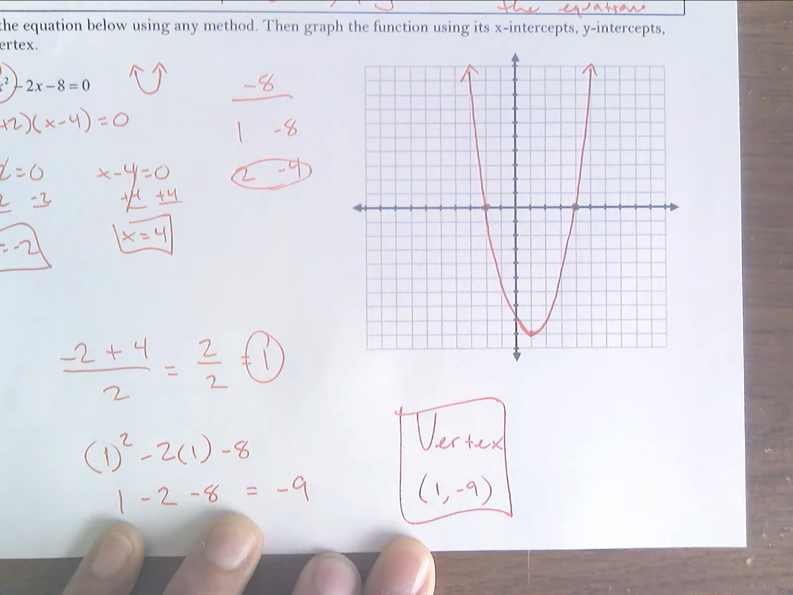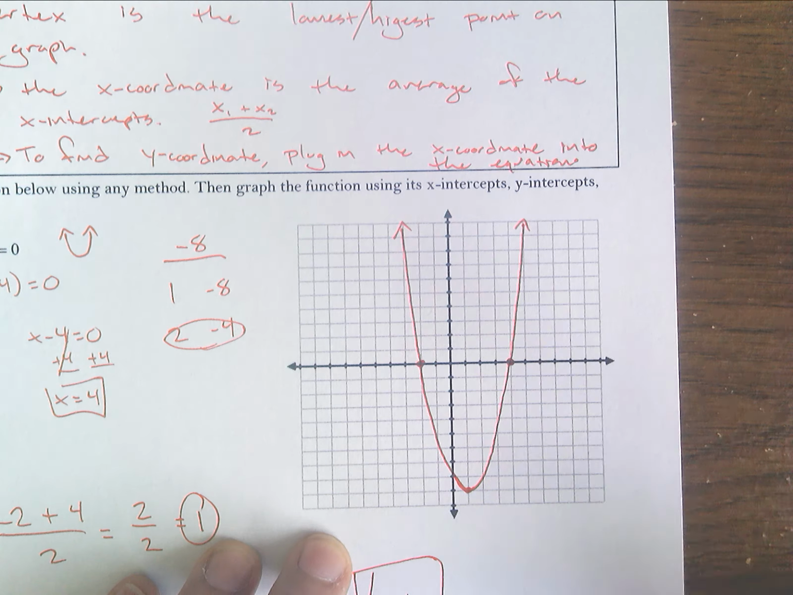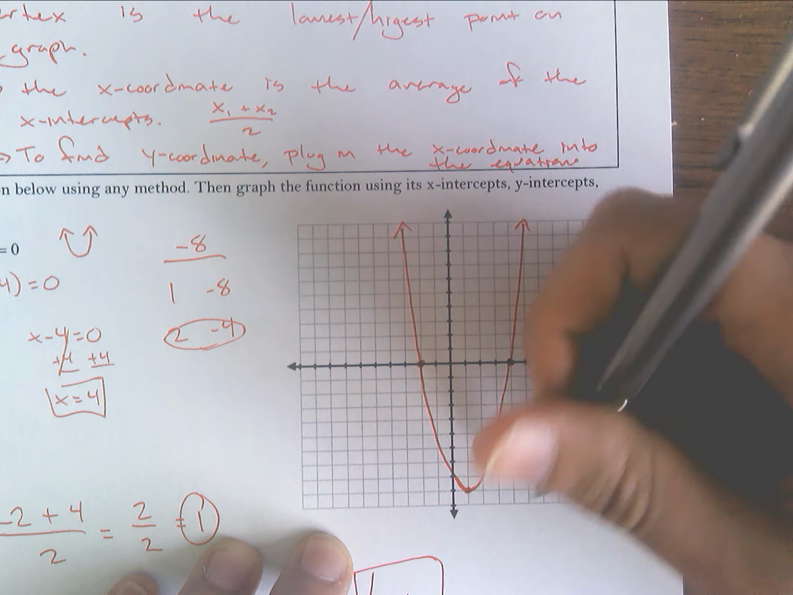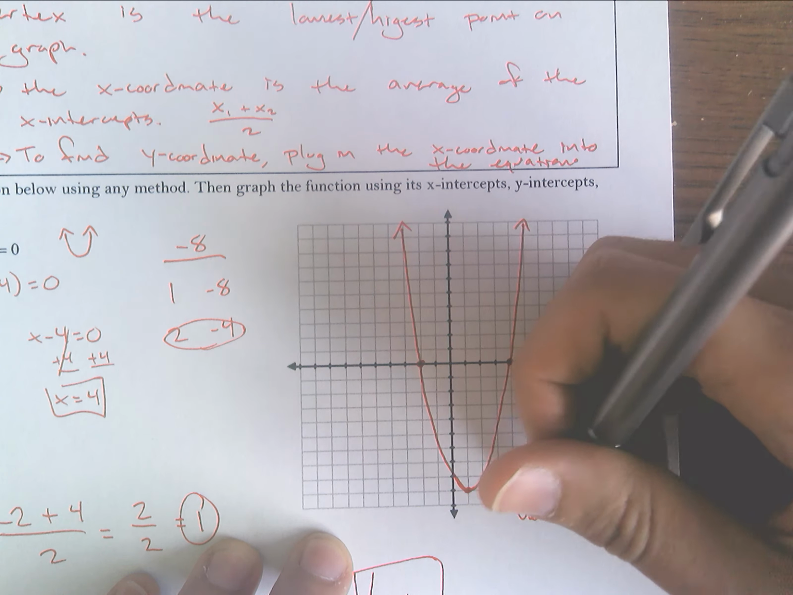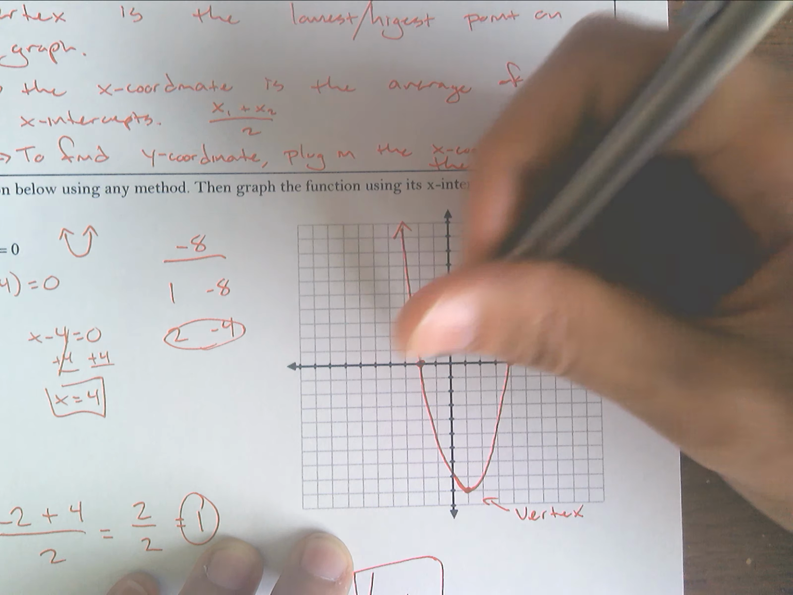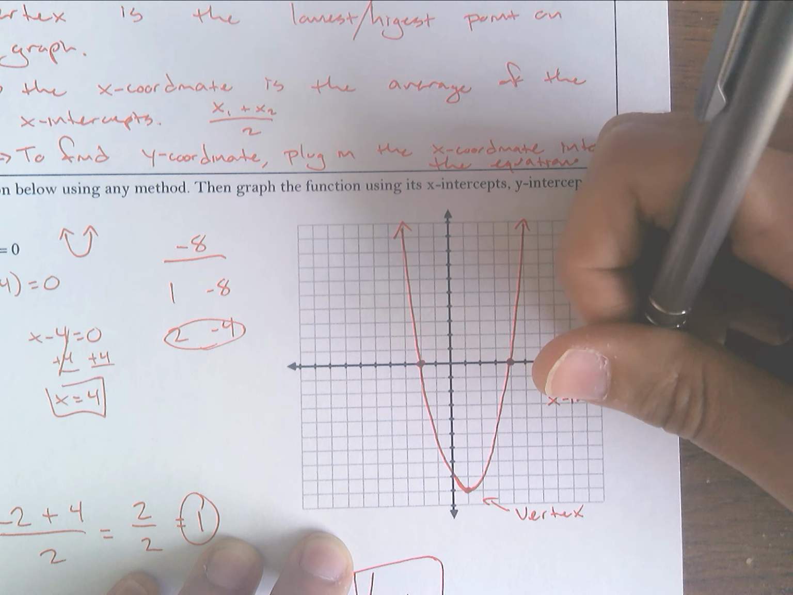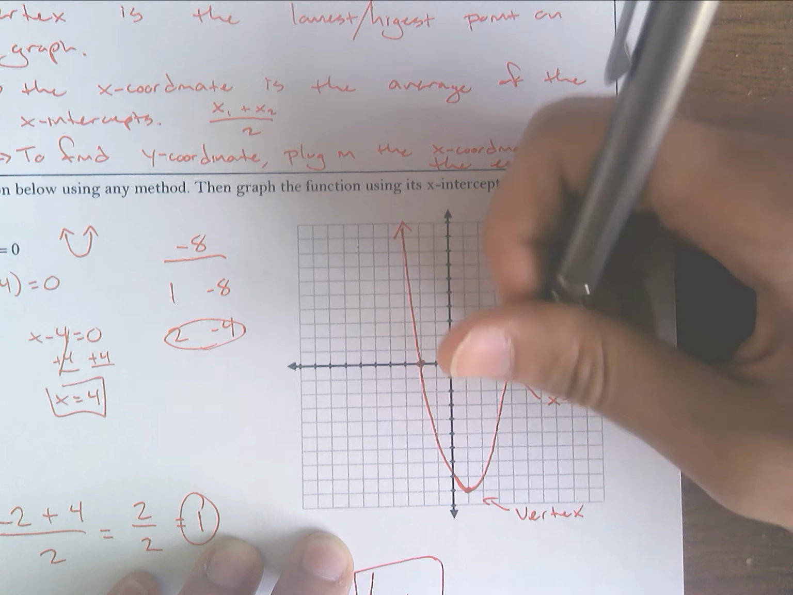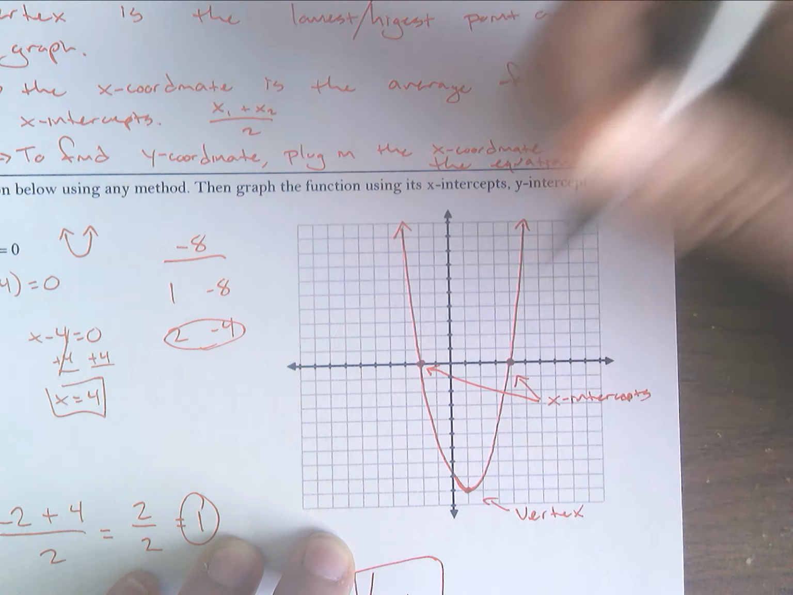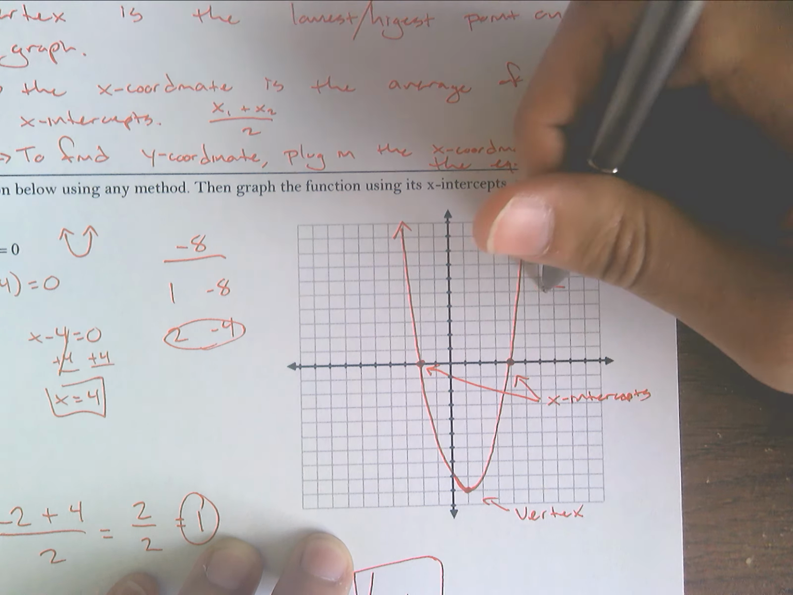Remember, parabolas are U-shaped. So I want to talk about some of the characteristics of a parabola or a quadratic graph. So we already identified that the lowest point here is the vertex. And then also where it crosses the x-axis, those are the x-intercepts. So that would be right here and right here. Again, this whole graph is called a parabola.